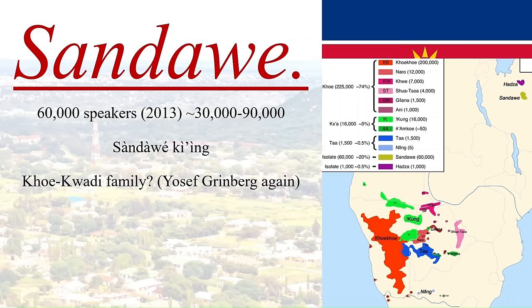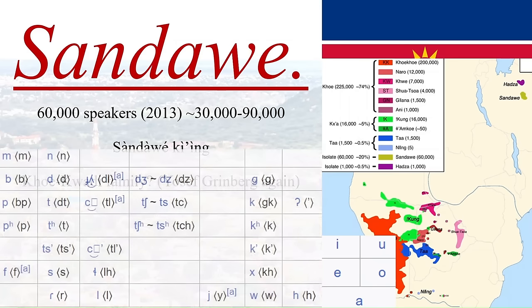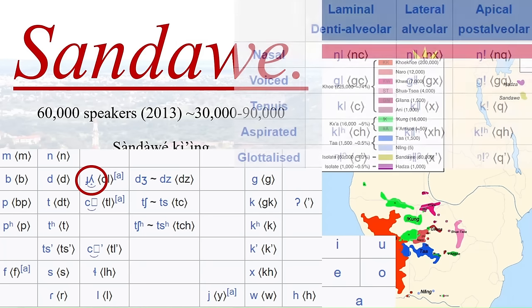Sandawe's vowel inventory is very simple, but the same cannot be said for their consonants, which sport some very unique phonemes that even I cannot attempt to replicate, such as this here, which appears to be the Hungarian D, coupled with another weird L sound, making some incredibly difficult to pronounce DL sound. If you think the consonants are the hard part, wait until you see the clicks.